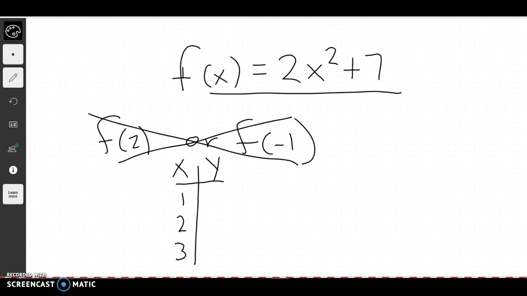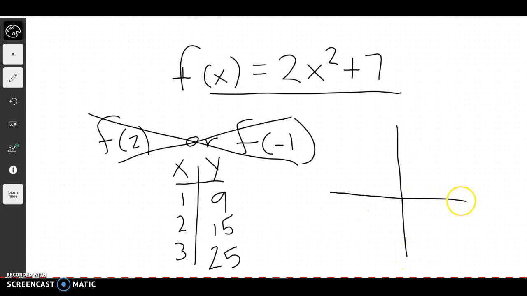So if I plugged in 1 squared times 2 is 2, plus 7 is 9. 2 squared is 4, times 2 is 8, plus 7 is 15. And then 3 squared is 9, times 2 is 18, plus 7 is 25. So you can see we can keep this chart going. Well, now that I have an x and a y, we can think of this as our coordinate plane and count out 9 tick marks and go up 1 over 9. Whoops, one short. And then we could do it for the next point and the next point and start seeing the shape of the graph as we go along.